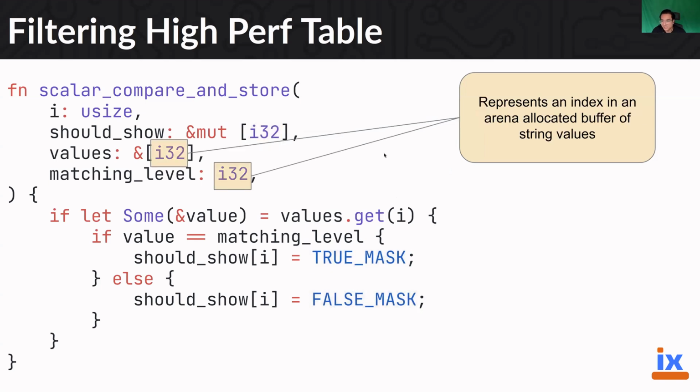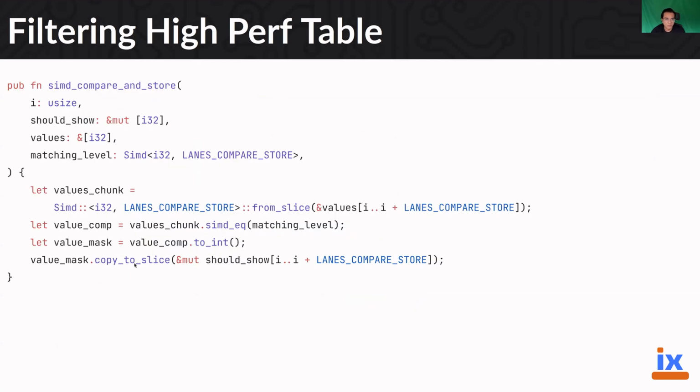And we have values, which is, again, the index in the arena allocated buffers for the strings. And the matching level is the level we're trying to filter. So imagine we have "hello". Hello is represented as the string 2, and the matching level would be 2 if we want to filter that table to only get the value 2. And this is some of the logic: if flat sum, we get the value, we check if the value is equal to the matching level, and if it is, we assign the true mask.